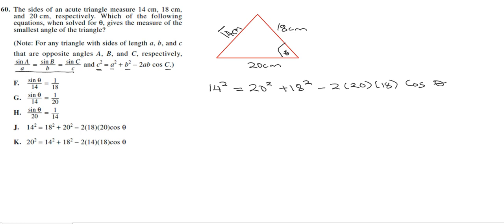So let's see if there's an answer that matches what we've done so far. So 14 squared is 18 squared plus 20 squared minus 2 times 18 times 20 cosine theta. So that is going to give us option J.